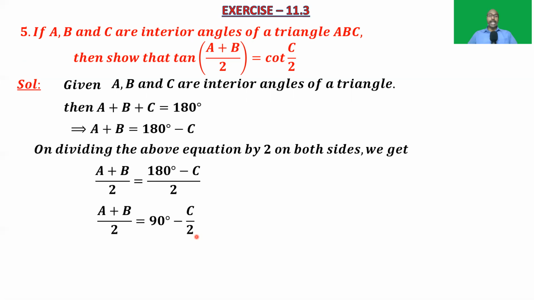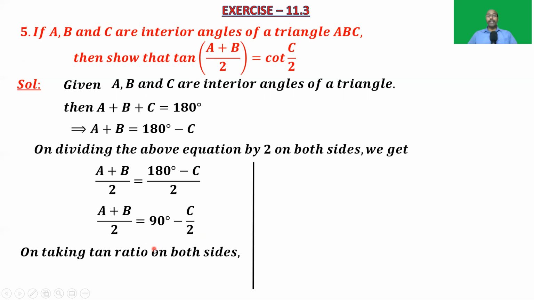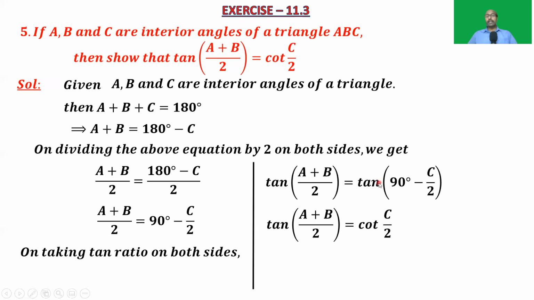And now taking the ratio tan on both sides, because here we have tan in our required equation. So take tan on both sides. We get tan of (A plus B) by 2 is equal to tan of (90 degrees minus C by 2). And we know that tan of 90 degrees minus theta is equal to cot theta. So here we can write cot C by 2. Here is the result. So therefore, we get tan of (A plus B) by 2 is equal to cot C by 2. Hence proved.